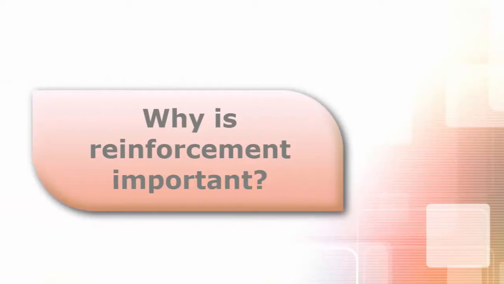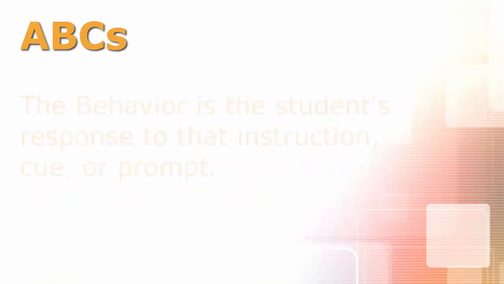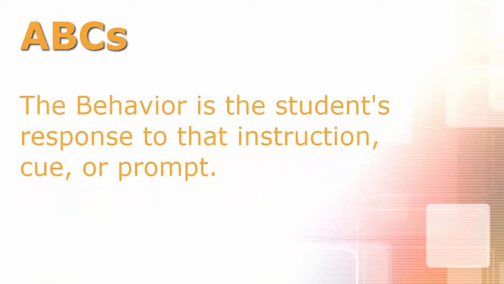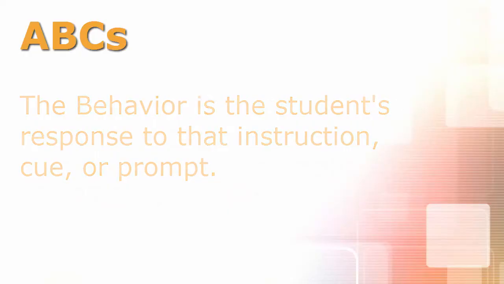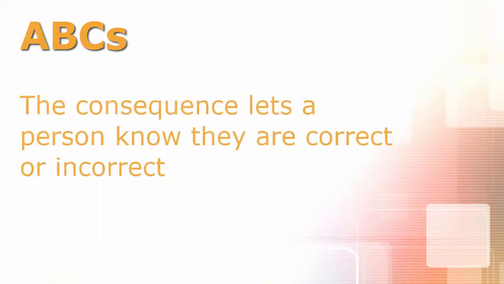In order to understand why reinforcement is so important, it's crucial to understand the ABCs, or antecedent, behavior, and consequence. The antecedent often includes an instruction, a cue, or a prompt that happens right before a behavior. The behavior is the student's response to that instruction, cue, or prompt. And finally, the consequence is what happens immediately after the behavior. The consequence lets a person know that they are correct or incorrect.